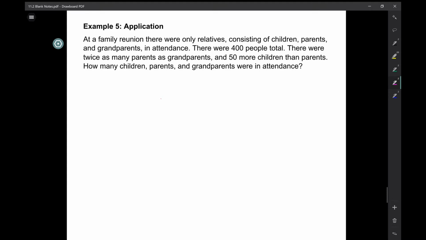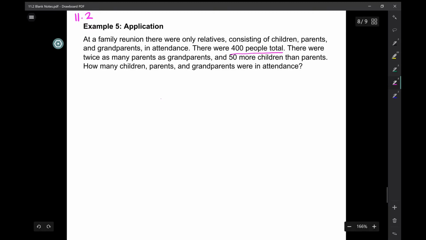All right, this is still section 11.2, and we're going to do some application problems for systems of three variables of linear equations. Here's our first example. We have a family reunion where there are only relatives, and the relatives consisted of children, parents, and grandparents. There were 400 people total. That's going to be important.